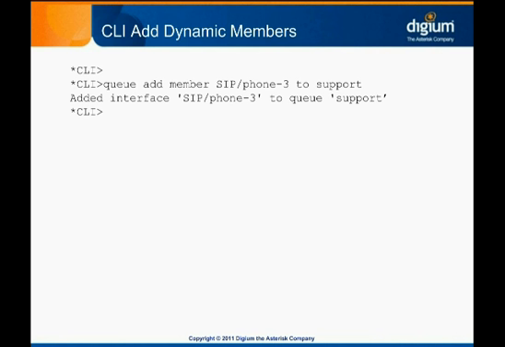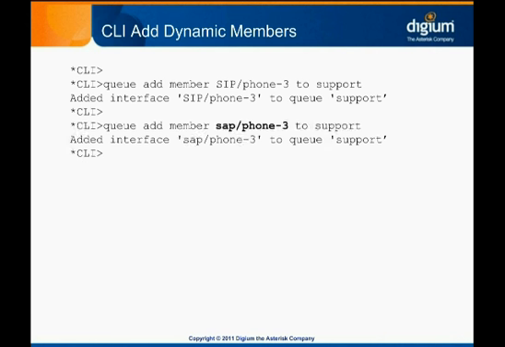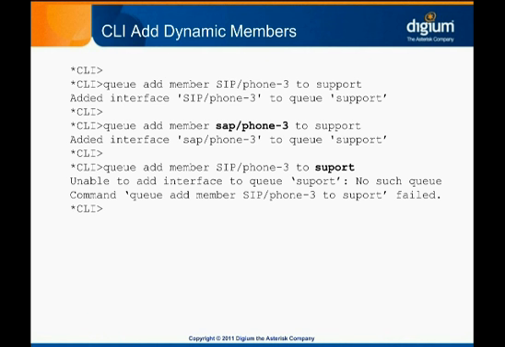It's important to note that Asterisk doesn't perform any validation or error checking on the interface name. In fact, we could even misspell sip and it wouldn't warn us, so be careful when using this command. Asterisk will validate the queue name. If you try to add a member to a non-existent queue, Asterisk will inform you that there's no such queue and the command will fail.